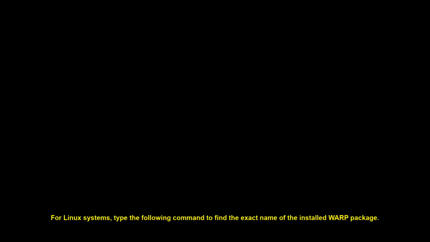For Linux systems, type the following command to find the exact name of the installed WARP package. Use the command dpkg list grep warp. Once you've identified the package name, proceed with the uninstallation. Execute the command sudo apt-get remove package name. Replace package name with the name you found in the previous step.